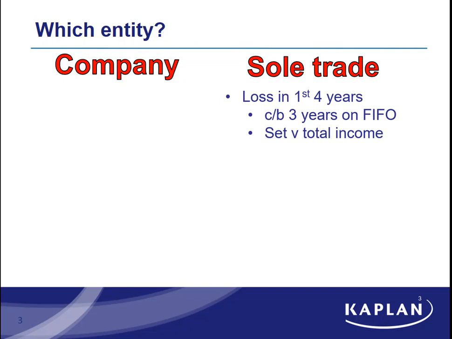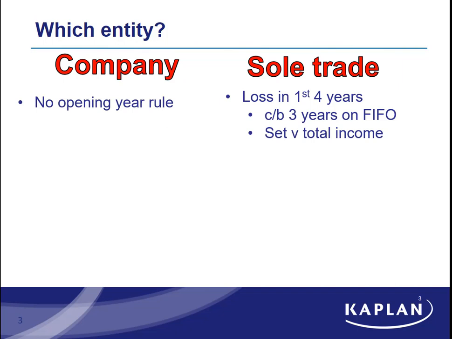Now, what other reliefs have we got? Well, in a sole trade, you've got a special opening year relief. Any losses arising in the first 4 tax years, you can carry back and set against total income, taxable income of 3 years ago, then 2 years ago, 1 year ago. It's a unique tax carryback in that it's on FIFO. Pretty much every other carryback in tax you'll see is on LIFO. This one's on FIFO. You jump back 3 years and then come forward. And like the current year and prior year relief, you relieve total income before personal allowance with no restriction.